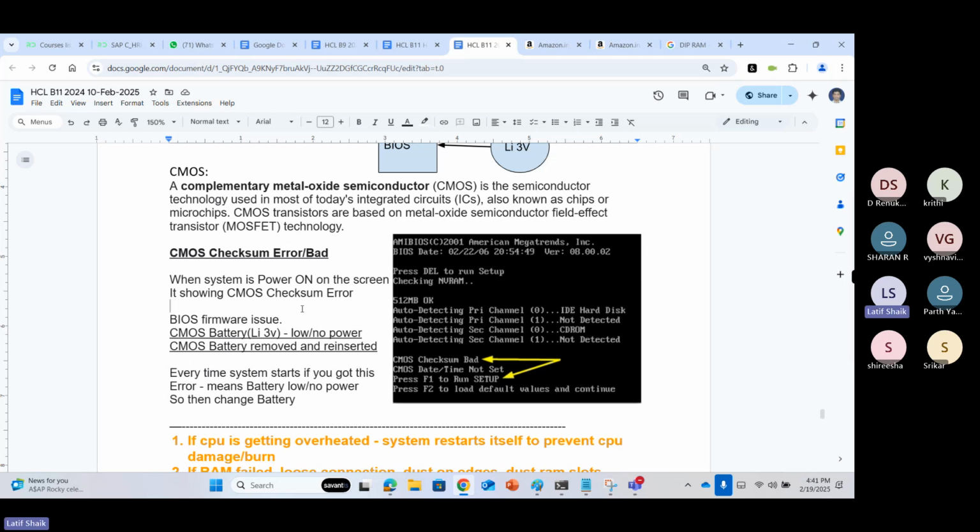So purchase a new battery. Earlier it was 10 rupees, now it is less than 50 rupees. Remove the old one, insert a new one, and change the settings as required in the BIOS. That's it. If your CMOS battery is low power or no power, when you power on your system, you will get this CMOS checksum bad. In that case, check the battery and replace the battery.